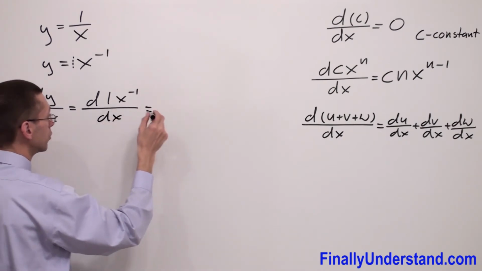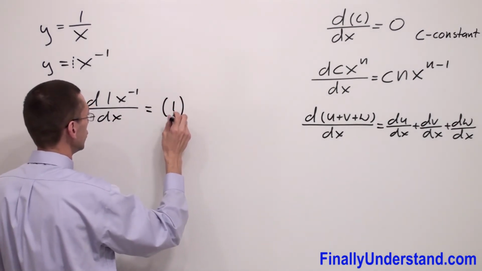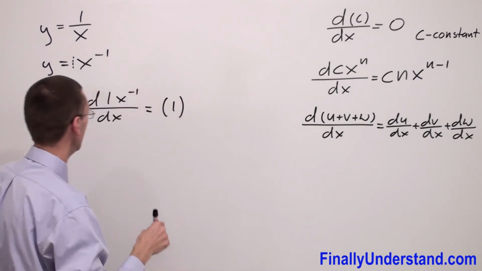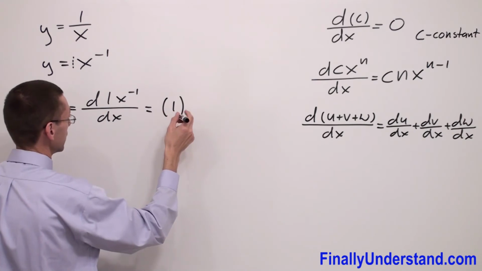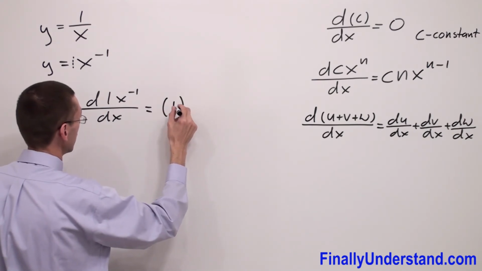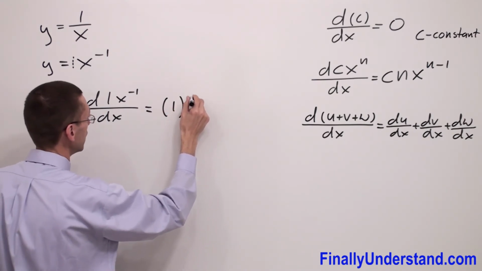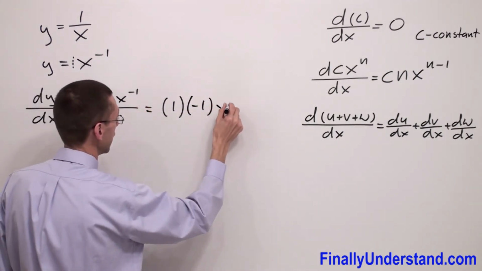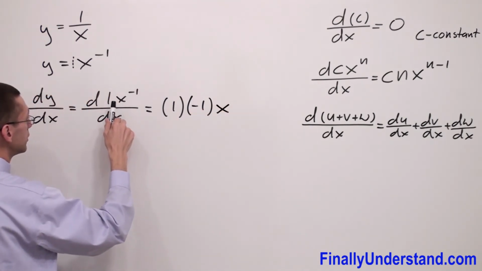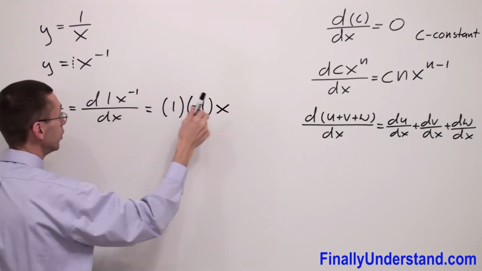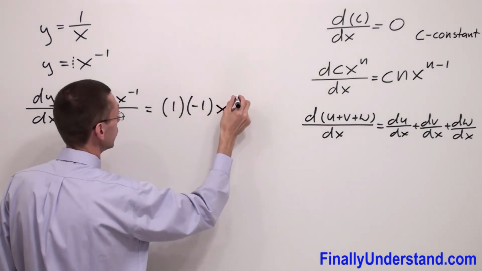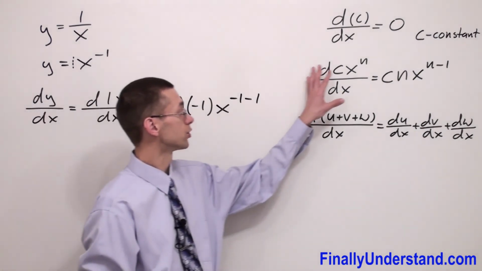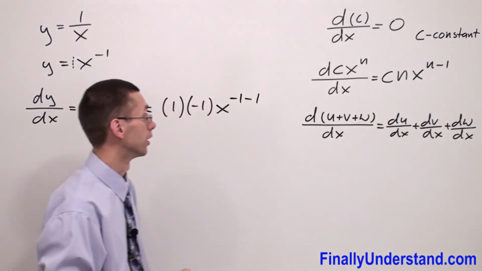So the constant goes first, so I have 1. You don't have to write 1, but I'm doing this especially for students who have difficulties with mathematics. So I have times the exponent, so my exponent is -1 times x, and next I'm supposed to simply subtract 1 from my exponent. So I have -1 minus 1, okay? I did all steps according to the formula.